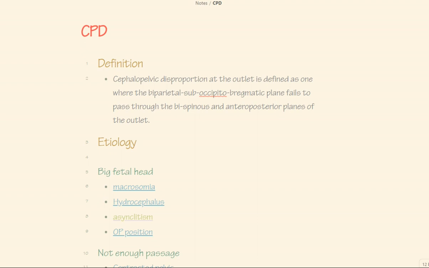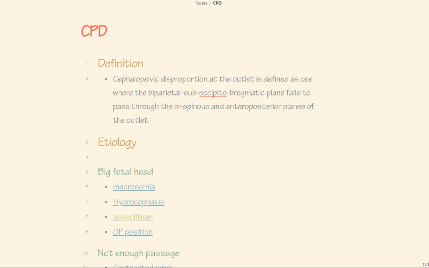If the biparietal... during vertex presentation, there is the suboccipitobregmatic diameter, and the largest transverse diameter is the biparietal diameter. If this diameter fails to pass through the bispinous and anteroposterior planes of the outlet, that is called cephalopelvic disproportion.